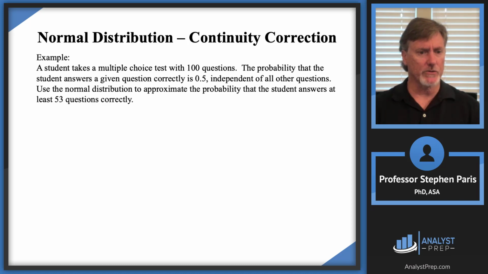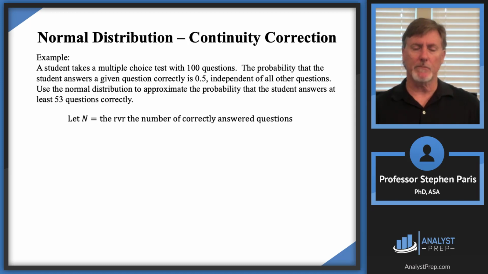So here we have a student that takes a multiple choice test with 100 questions. The probability that the student answers a given question correctly is 0.5, independent of all other questions. Use the normal distribution to approximate the probability that the student answers at least 53 questions correctly.